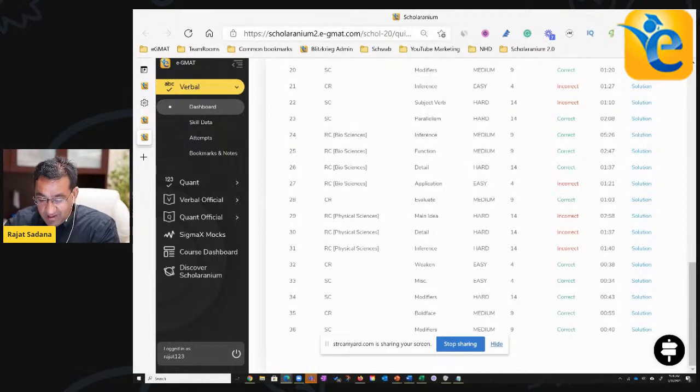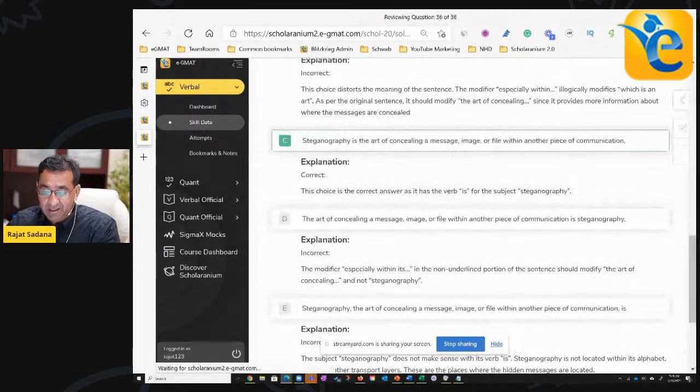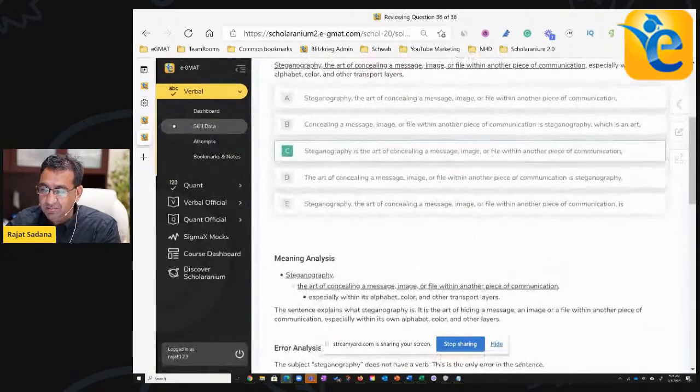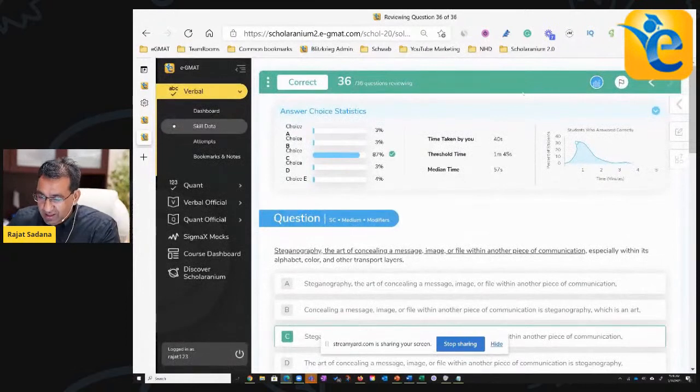Why? Because the system, while tagging whether you got lucky or whether you rushed through, looks at the median time to solve this question. And let me show that to you over here. Look at this tab over here. The median time to solve this question was 57 seconds. The student took about 40 seconds, which means that he was within the margin of error over here. And hence, you can't really say that this particular student rushed through.